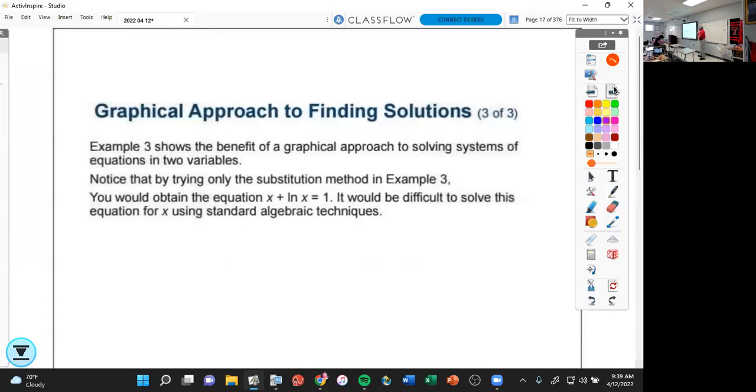This talks about the fact that solving x plus natural log of x equals 1, yeah, that's going to be difficult to do with what we know in algebra right now. It's possible, but let's not go there.